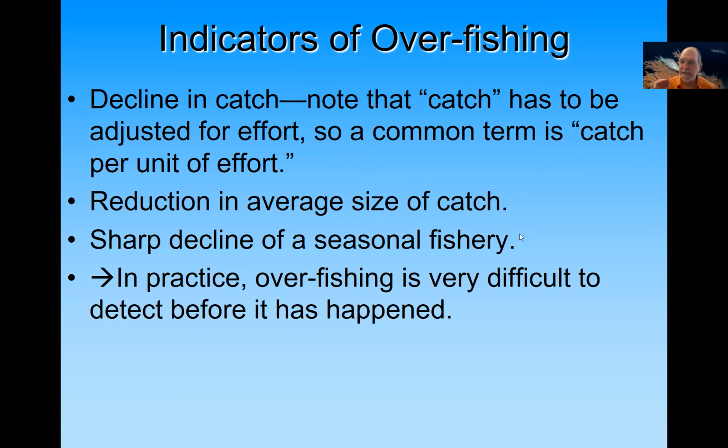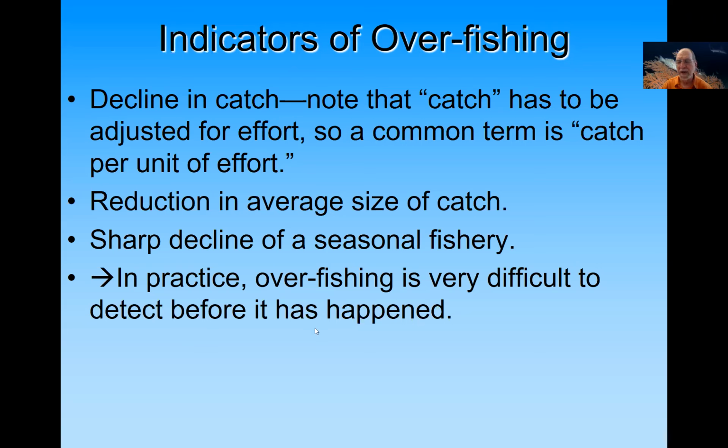A sharp decline in the seasonal fishing, so that, if there's a particular season, herring season or something like that, this has sort of been an annual event, and then the fishing fleet goes out during that particular season, and all of a sudden there are no fish there, that's an indication that overfishing has occurred. However, in practice, overfishing is difficult to detect before it happens. So, catches are high, the average size of the catch is good, everything is fine, and then suddenly it crashes. That's very often the way in which things happen.